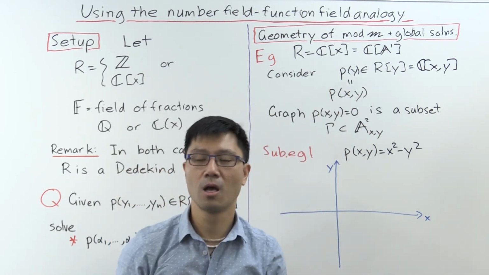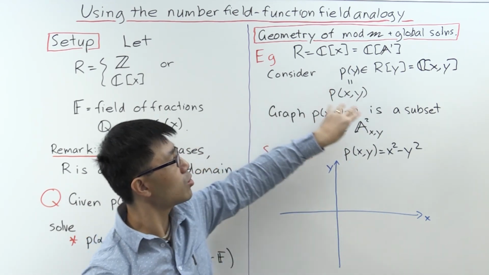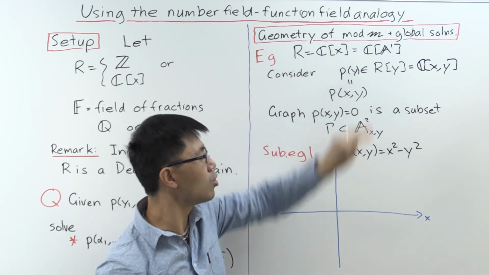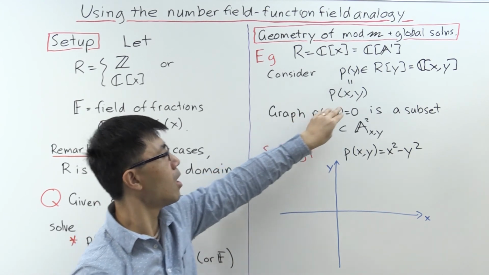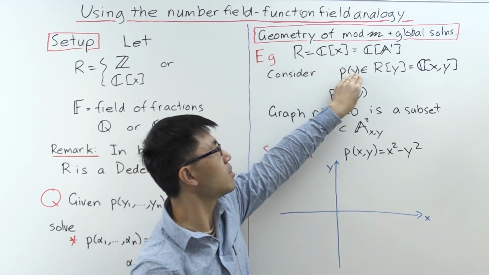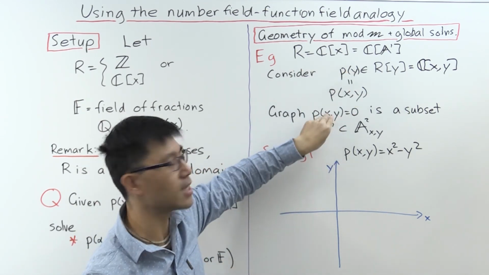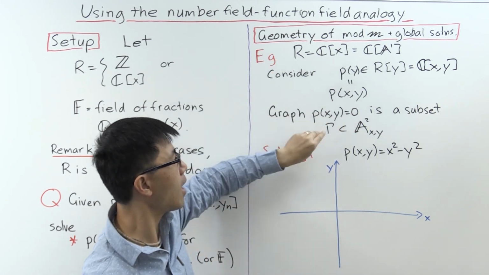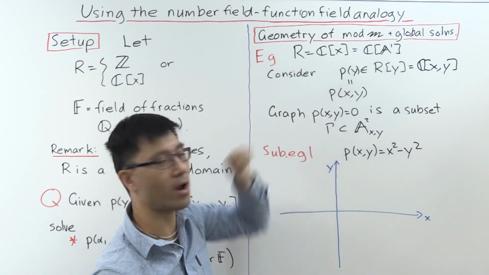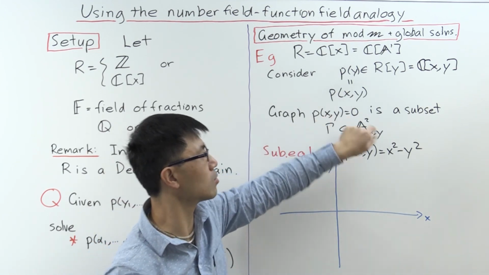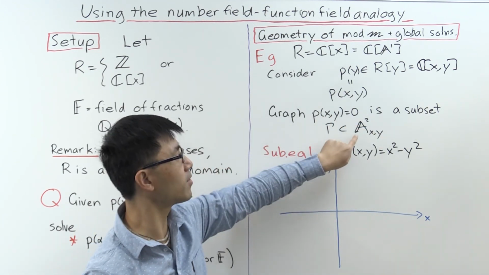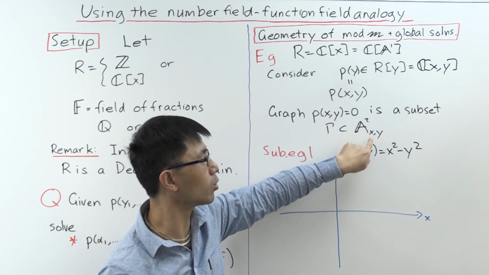Okay? So now what can we do? So you've got a polynomial in two variables now. Okay? And often to study this, remember we want to look at the zeros of this. What we can do instead is look at the zeros of this as a polynomial in two variables instead. So we graph P of xy equals 0, and we graph this in the affine plane with coordinates x and y.